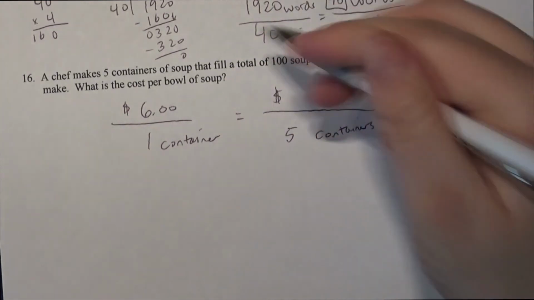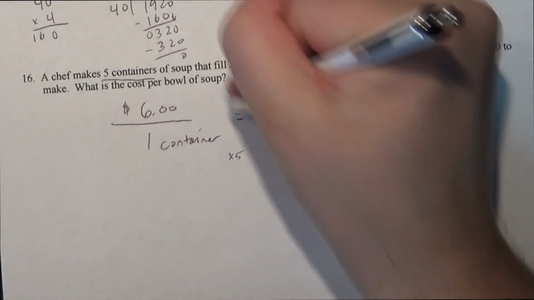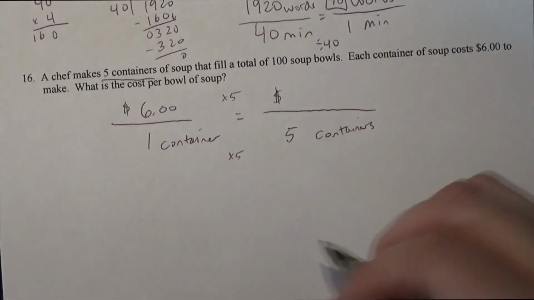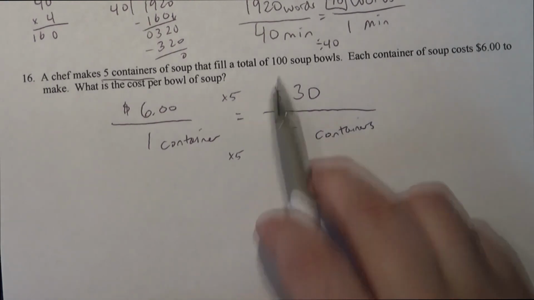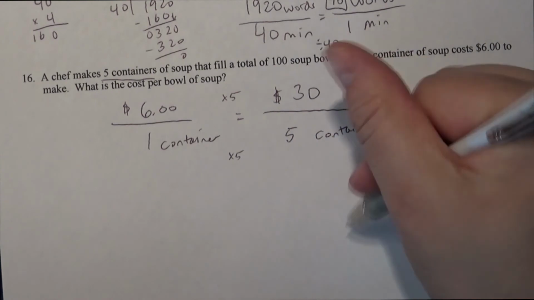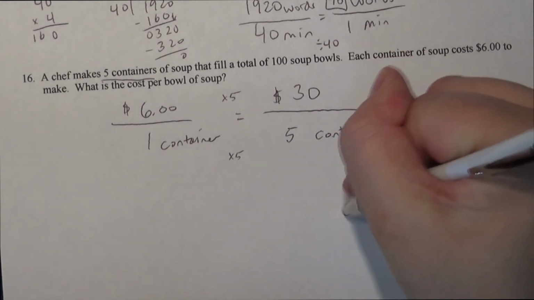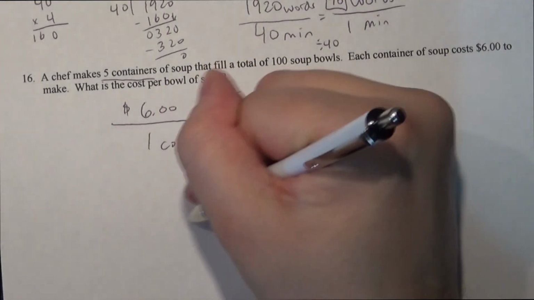And you might say, why is that? Well, because I have 5 containers that fill 100 bowls of soup. All right, so I'm just multiplying here by 5. So 6 times 5 is 30. That means it costs $30 for all 5 containers that make 100 bowls of soup. So now I can figure out the cost per bowl of soup. Okay, so the cost per bowl.